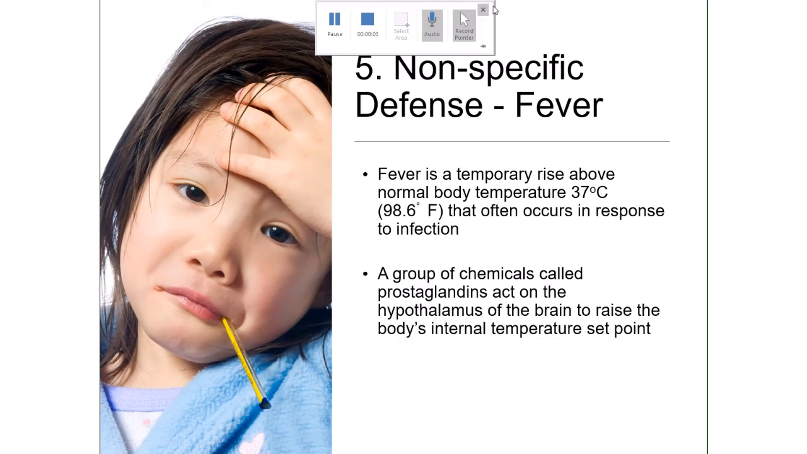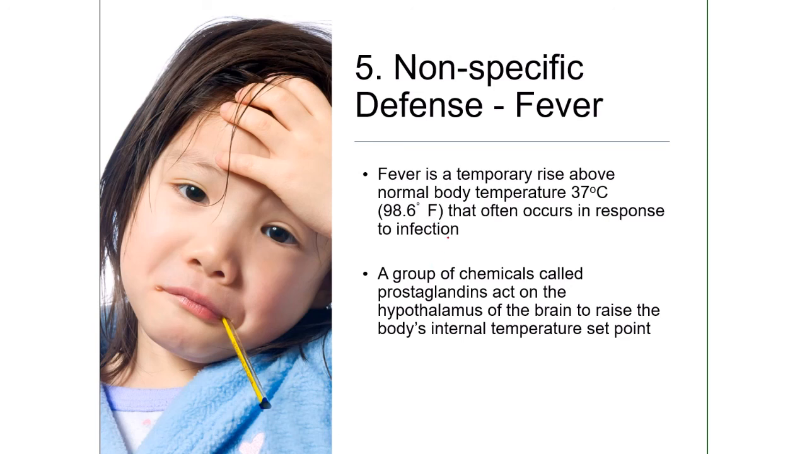Sometimes, on top of everything else that we've talked about, the inflammation, the complement proteins, the phagocytosis, the natural killer cells, that might not be enough. So we might have a fever in response to the infection. So fever is a temporary increase in body temperature. Normal body temperature is 37 degrees Celsius or 98.6 Fahrenheit.